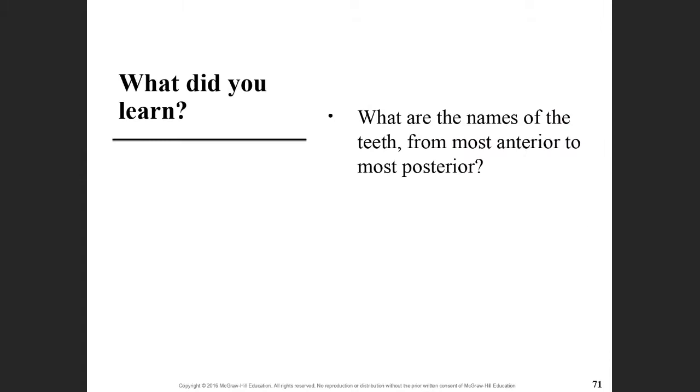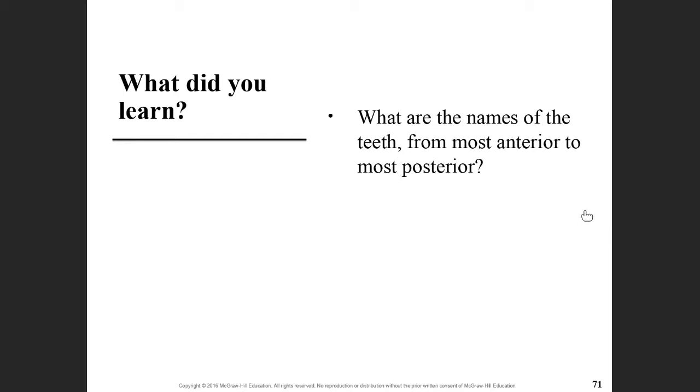And now you can answer this question. What are the names of the teeth from the most anterior to the most posterior? First, we have incisor, then we have canine. After that, we have premolar, and then we have molar teeth.